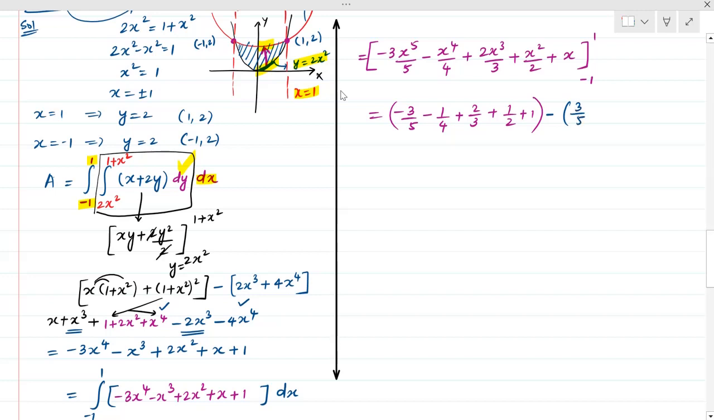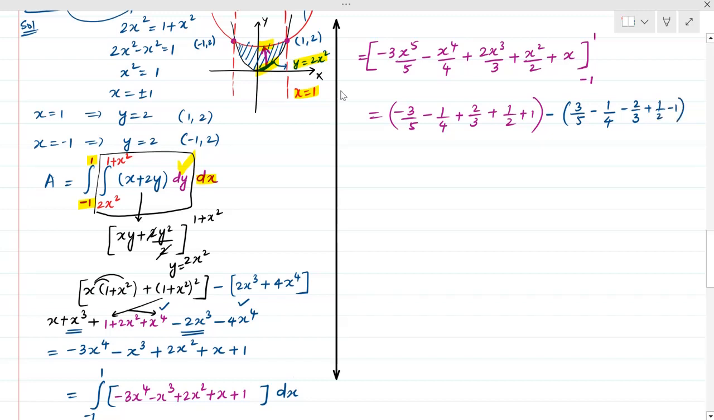Next, here even power, no minus. Therefore, the minus will be outside here. So it is as it is, minus 1 over 4. Here odd power, therefore you will get a minus. Therefore, it becomes minus 2 over 3 plus 1 over 2 and then the last one minus 1.